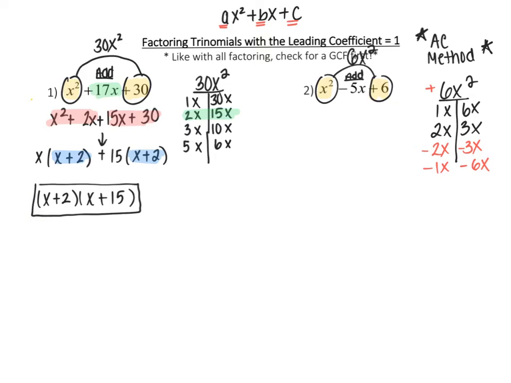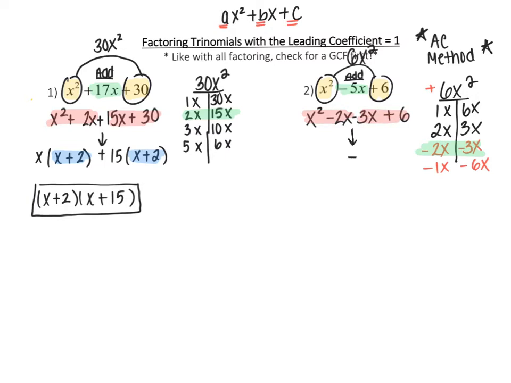We have this pair right here, the negative 2x and the negative 3x, that in fact adds to negative 5x. So we're going to go ahead and replace this negative 5x in the middle with what it's equal to: negative 2x minus 3x. We bring down the first term, and we bring down the last, and then we factor by grouping, just like before.